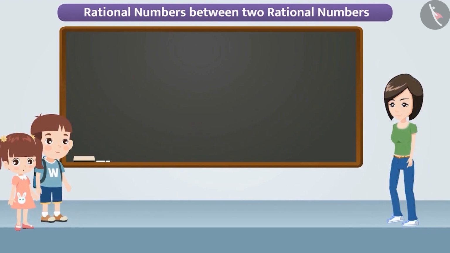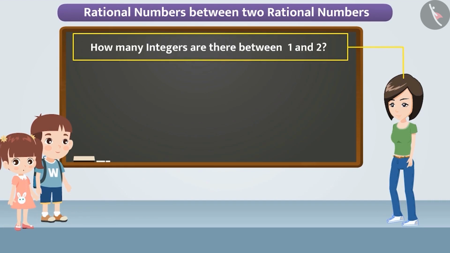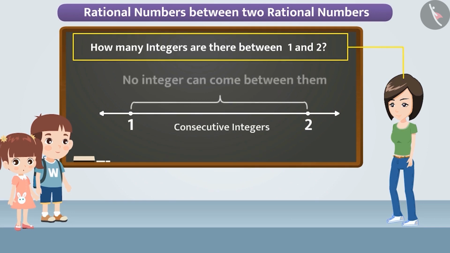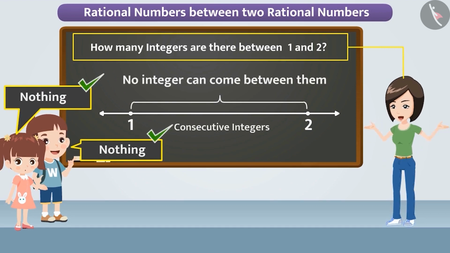To make the game more interesting, she asked a question. How many integers are there between 1 and 2? Amit and Nisha knew that 1 and 2 are consecutive integers, so no integer can come between them. Therefore, they replied, nothing. To this, Sarita said, absolutely right.